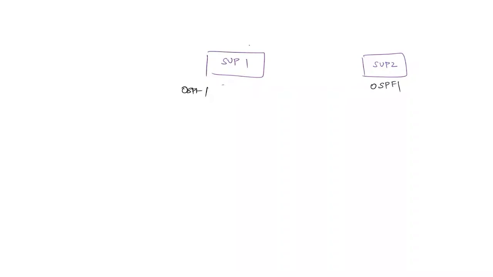SUP1 itself has something called PSS, persistent storage service. If you ask me where the supervisor saves its runtime configuration, it is saved into the PSS. Similarly, here also there is a PSS where this runtime configuration is saved. We're talking about the failover conditions. One is failover of the process. So let's say OSPF failed.